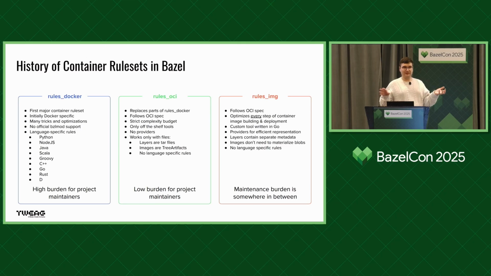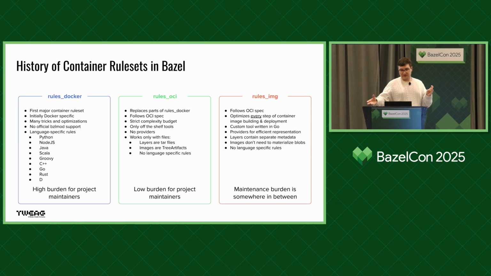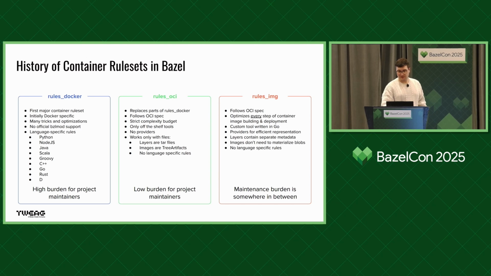If we pull a base image, we don't need to materialize all of the layers of the base image. We can avoid downloading them completely. And similar to rules OCI, we don't have language-specific rules. So in the end, the maintenance effort is somewhere in the middle, I would say.